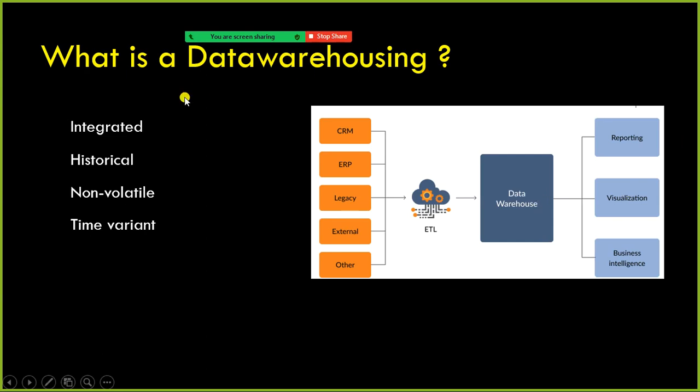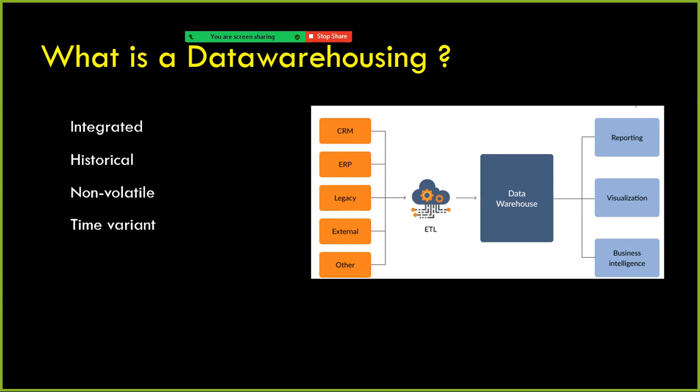So in simple terms, a data warehouse is nothing but integrated, historical, non-volatile and time-variant data. Now the question is, what is the difference between this and the operational data system, the OLTP, online transaction processing? For example, when you order a product on Amazon, that data is stored in the operational online transaction processing system.